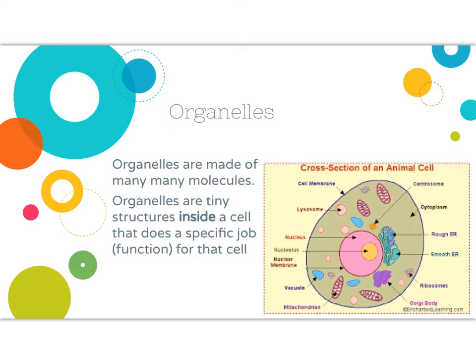Organelles are the next largest unit of matter. Organelles are made of many molecules. Organelles are tiny structures inside a cell that do a specific job or function for that cell. So for instance, we can see a cell here. The vacuole is considered an organelle, a small piece of the cell. The mitochondria is an organelle. So we're looking at just specific organelles, not the entire cell yet.